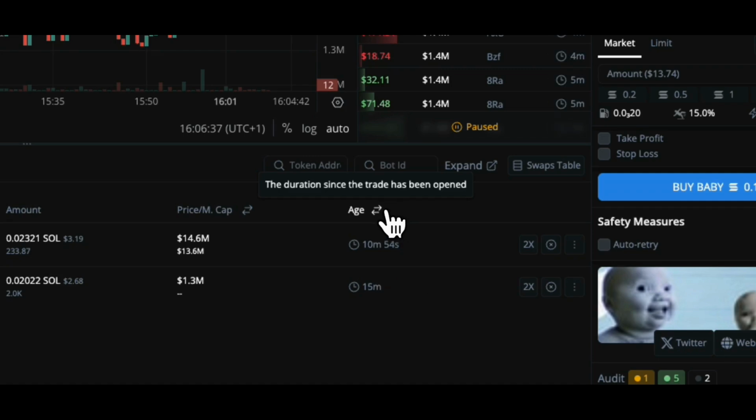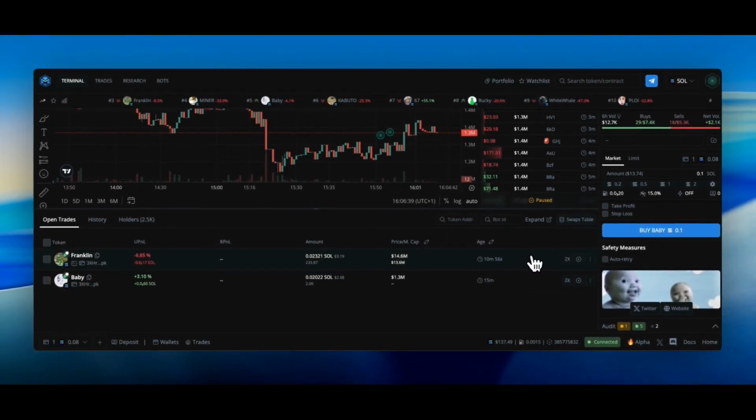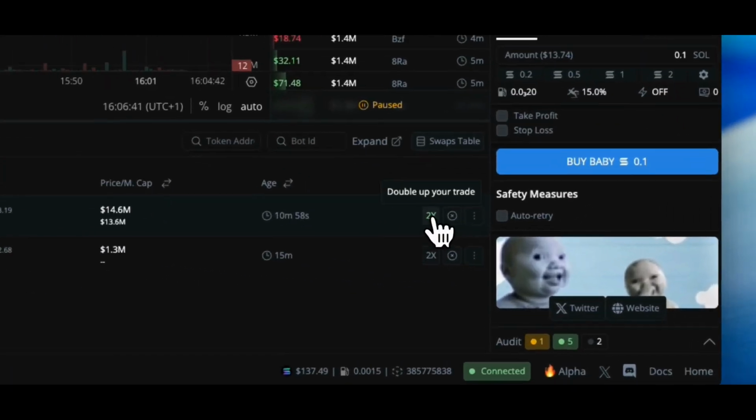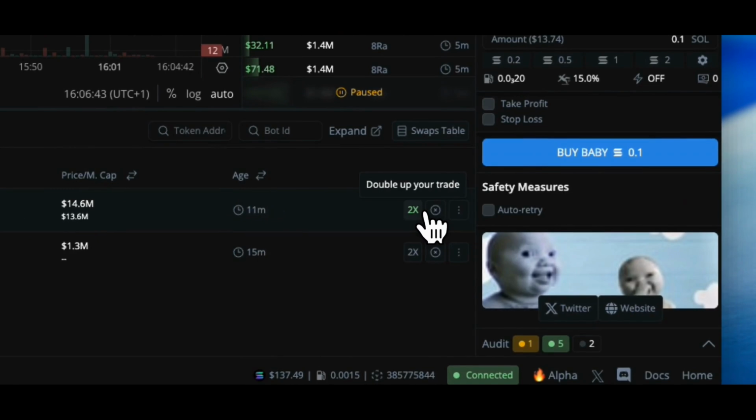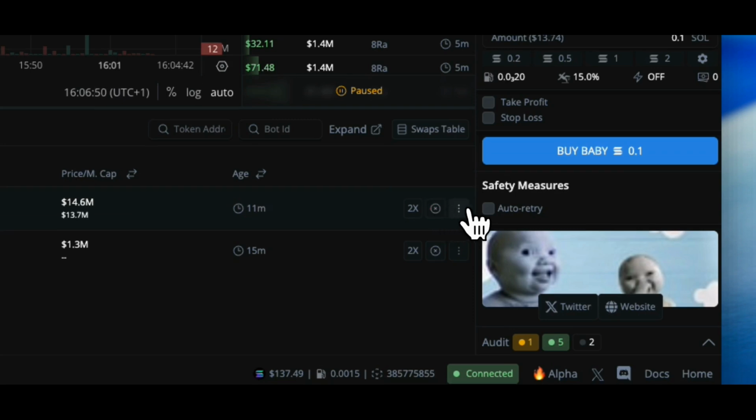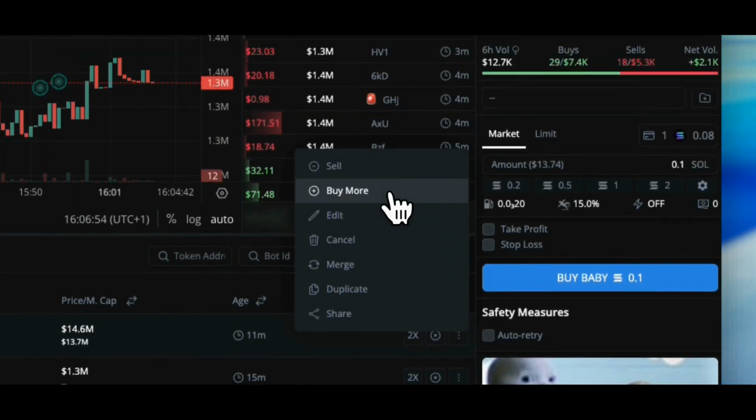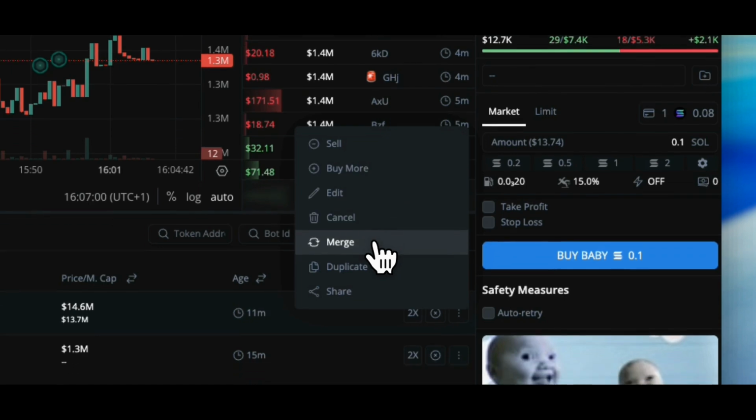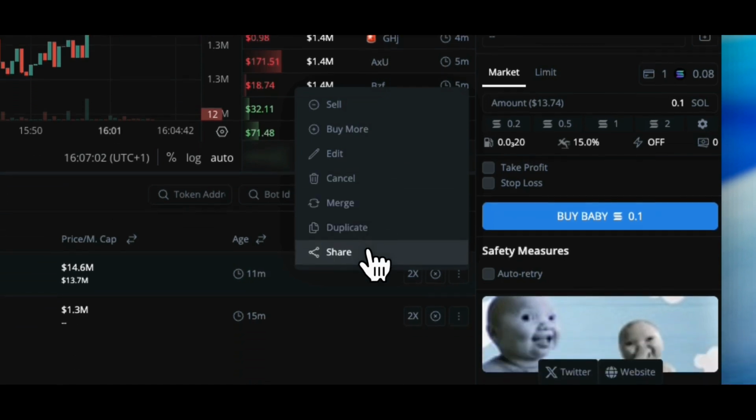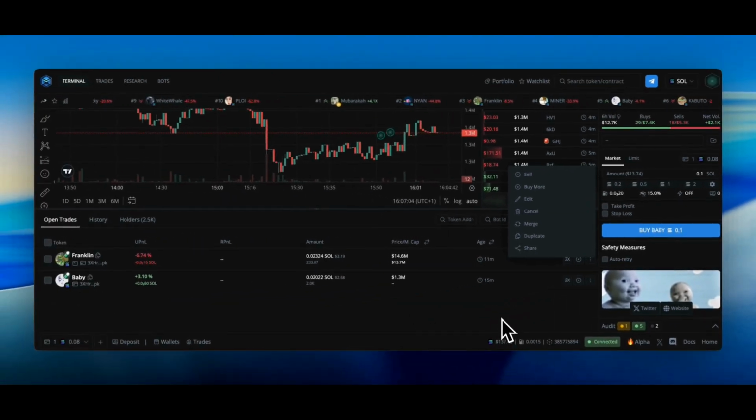bought. You can perform some actions on your open trades, like doubling up the trade, meaning buying again to double the position. You can also sell all using the quick buttons. If you click here, you get more options. You can open the sell modal or buy more with advanced settings. You can edit the trade by changing parameters, cancel it, merge it with others, duplicate, or share it. We will cover each of these in separate videos.